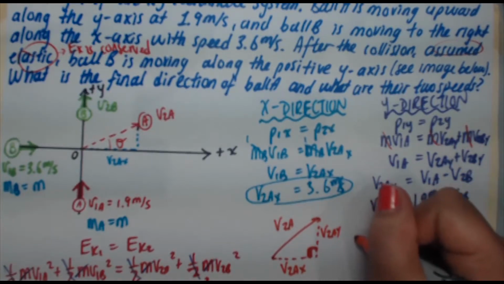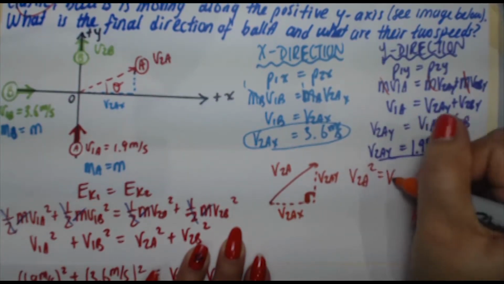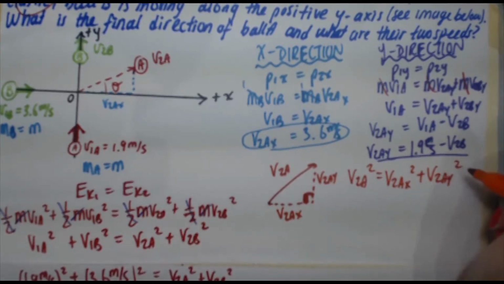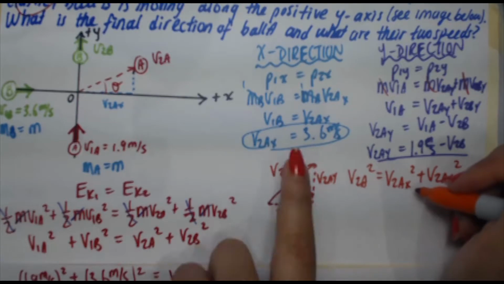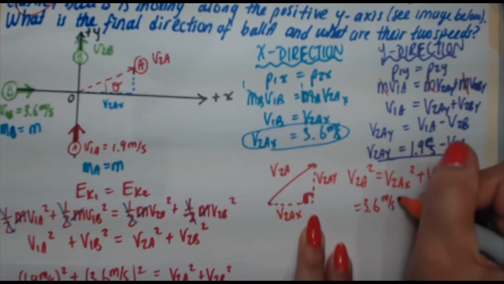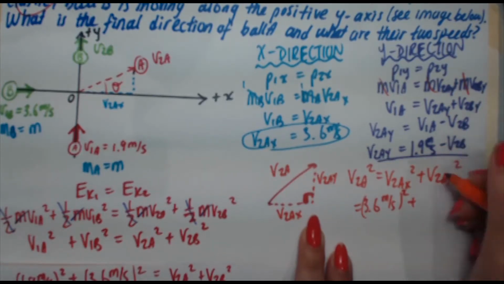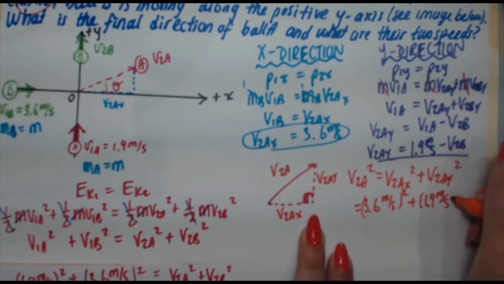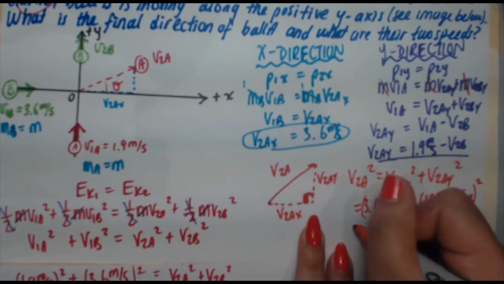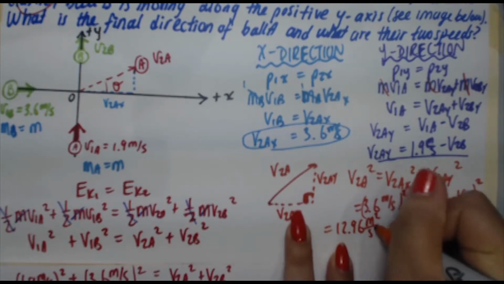Based on Pythagorean theorem, we can make the following expression. We can say that v2a squared is equal to v2ax squared plus v2ay squared. That is how you solve a right angle triangle without using the angles. Okay, v2ax we found to be 3.6 meters per second. So 3.6 meters per second, that gets squared, plus v2ay is 1.9 meters per second minus v2b. That's also getting squared. So, I mean, this number you just square, you get the value. So it's going to be 12.96 meters squared per second squared.